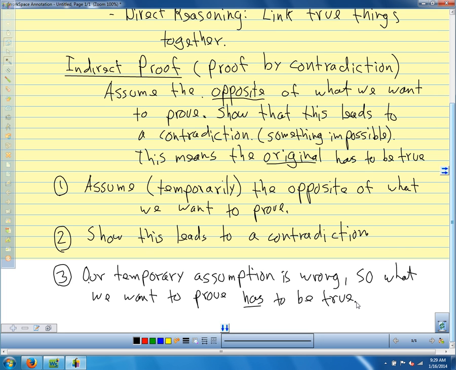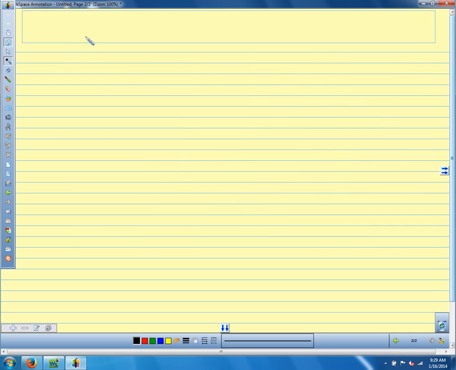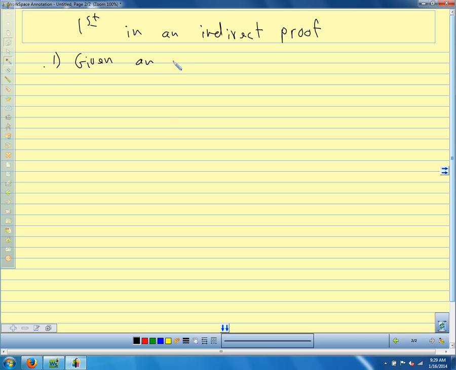So let's pick our first steps for a couple of statements. So we want our first step in an indirect proof. So the first one, we're going to say given a number, but I'm going to make it a little more specific. An integer n. So an integer is a kind of number. Do we remember what kind of number an integer is?